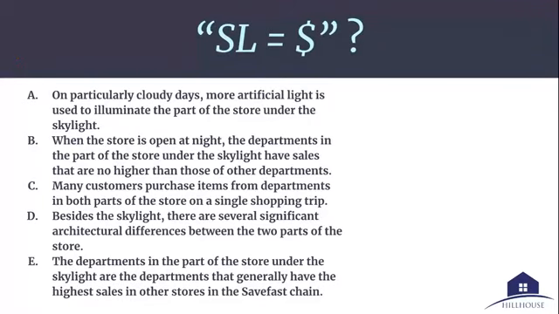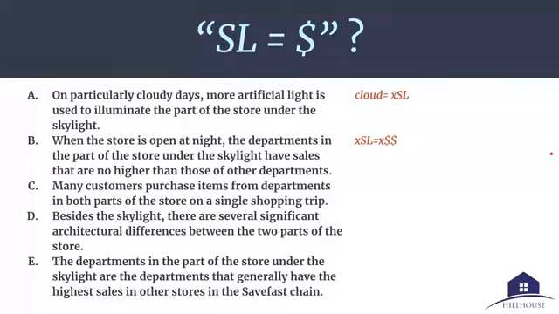So how can we simplify A? Cloudy days, more artificial light, illuminate. So this says the clouds equal no skylight. I don't know if this has a very strong relationship with skylight equals money. B, the store is open at night. The department store, in the part of the store, skylights have sales that are no higher than those of other departments. So this is saying without the skylight, there's no extra money. This looks a lot more like our anticipated answer, that the skylight has money, but let's keep checking.